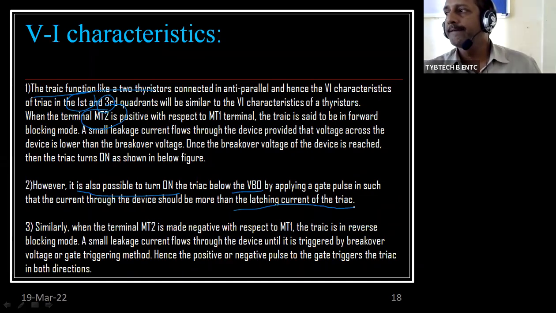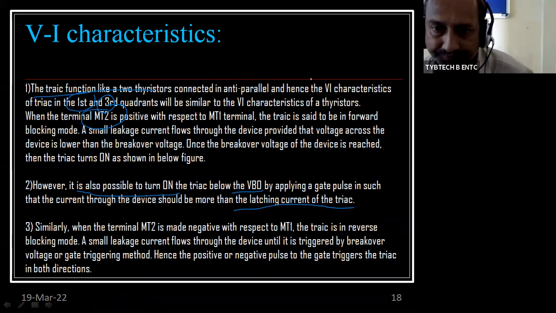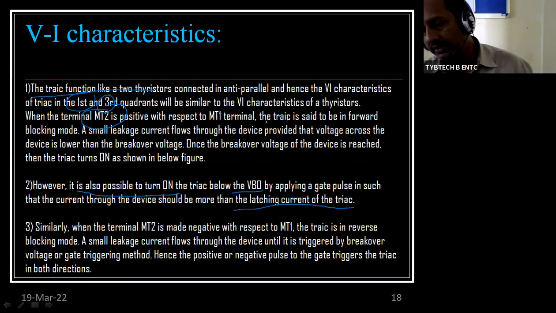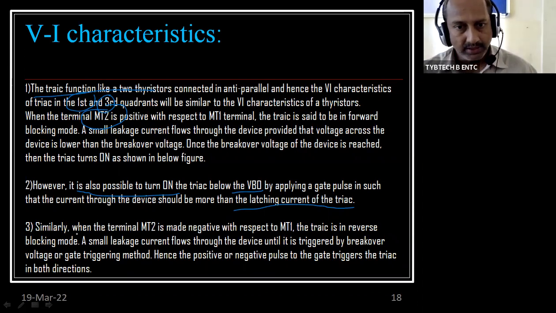Latching current is the minimum current above which the triac will be on, and the holding current is the maximum current, we can say, below which the triac will be off. If it crosses the holding current it reaches the latching current, and if it crosses the latching current the triac will be on. That is just to remember. Similarly, when MT2 is negative, this is the opposite case. That is, MT2 is made negative with respect to MT1, which we have gone through.